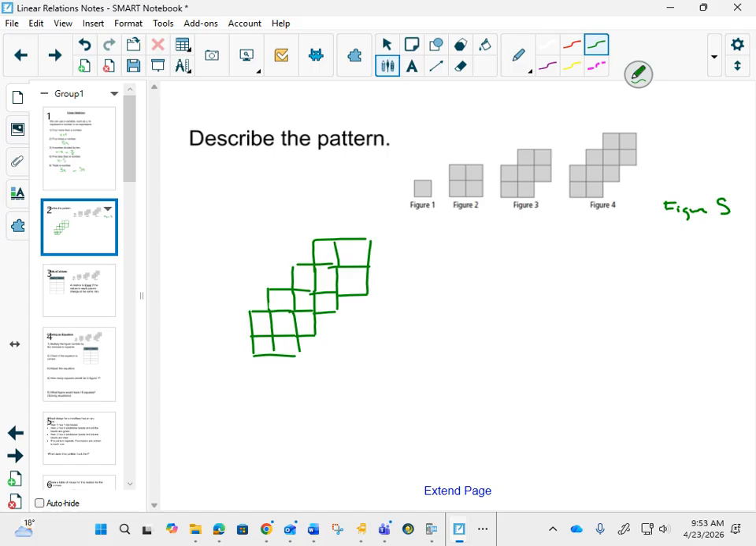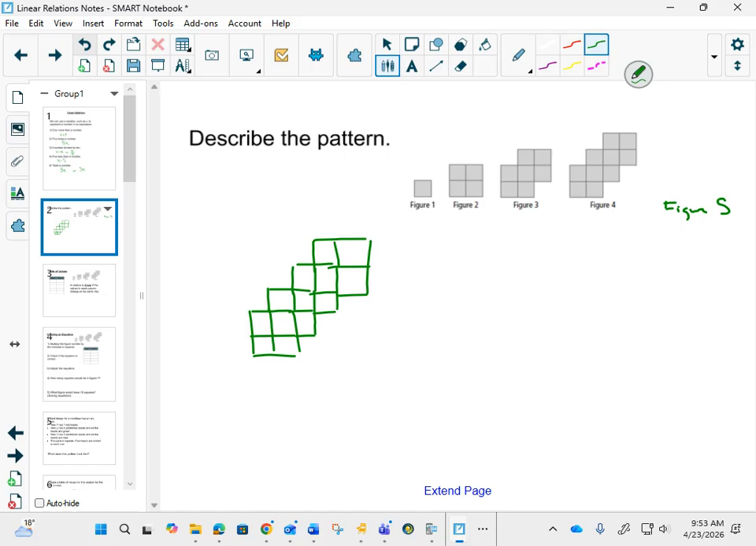Would someone like to describe the pattern they saw? How do you know what to do the next time? It's going up by 3, so if I draw figure 6, why can't I just draw 3 more like here? That went up by 3. So describe it more. You're right, it's going up by 3 each time. It's going up by 3 diagonally, so you're adding those 3 squares on the top right-hand corner of the last square.